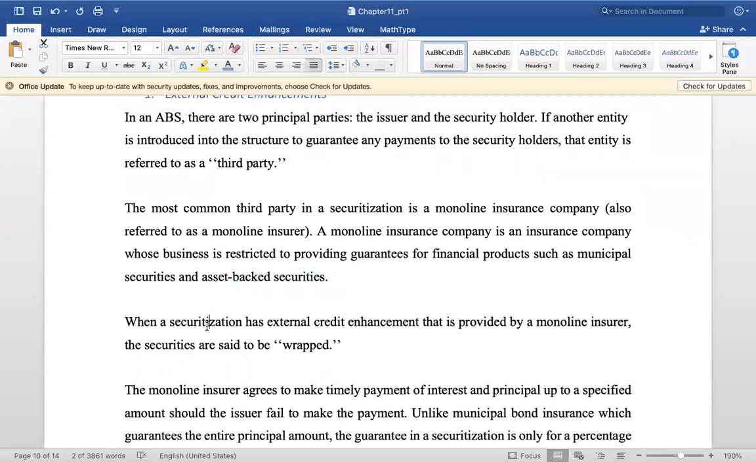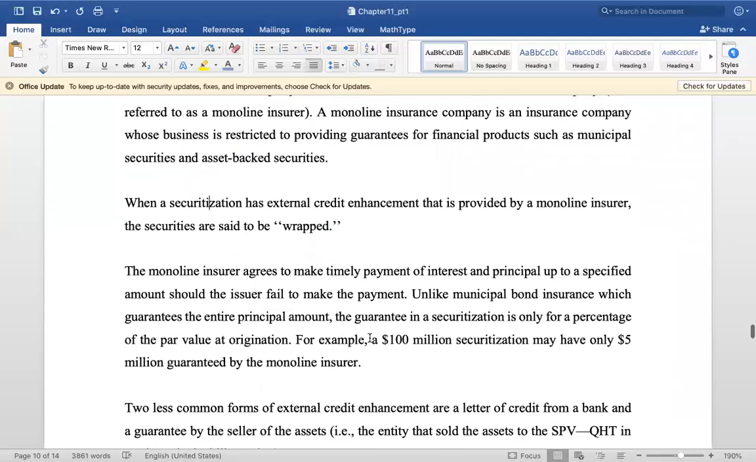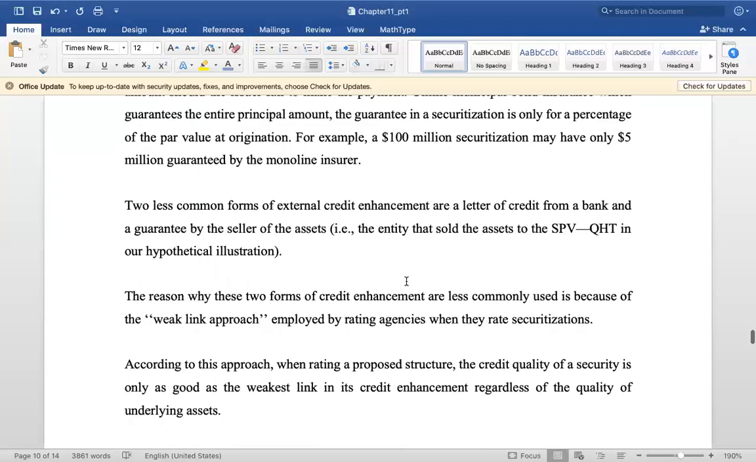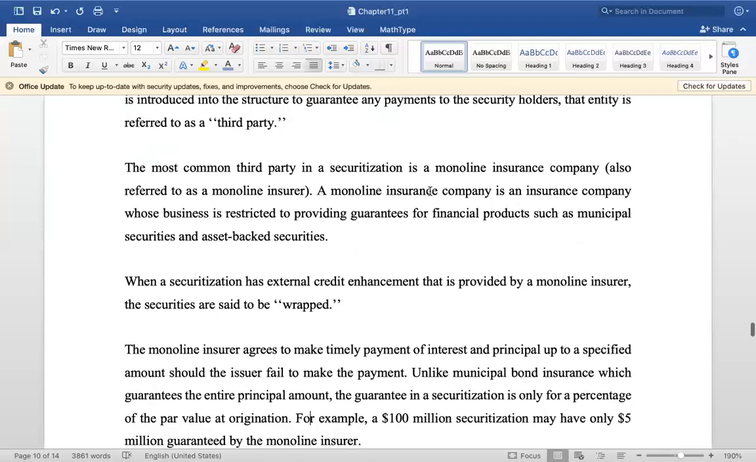When securitization has external credit enhancement that is provided by a monoline insurer, the monoline insurer agrees to make timely payments for interest and principal up to a specified amount should the issuer fail to make payment. Just like I said, unlike municipal bond insurance, which guarantees the entire principal amount, right? So this is the most common form, using a monoline insurer.